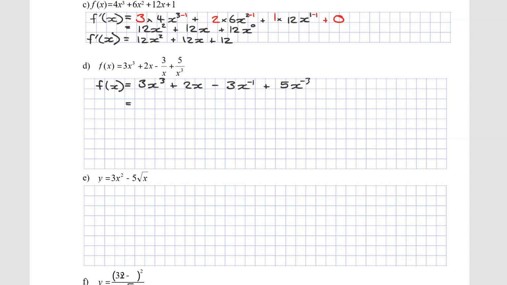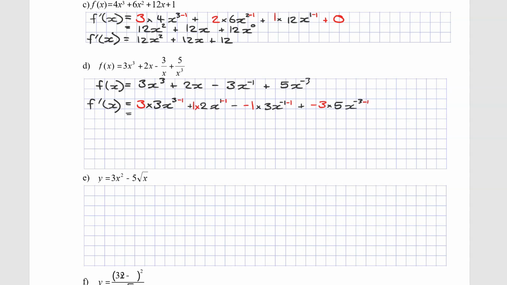Okay, now that we've got this sorted, we're ready to differentiate it using our simple power rule. 3 times 3x to the 3, take 1, plus 2x to the 1 take 1, and if we want to be pedantic we can put the 1 out front there, minus negative 1 times 3x to the minus 1, and you guessed it, take 1, plus minus 3 times 5x to the minus 3, take 1.